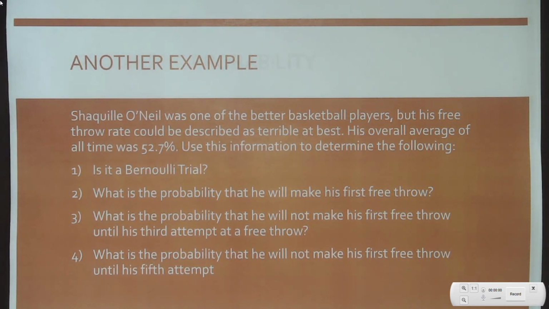Shaquille O'Neal was one of the better basketball players, but his free throw rate could be described as terrible at best. His overall average of all time was 52.7%. And I actually looked that one up, so that one's true. If you don't believe it, come at me. It's true. You can look it up.